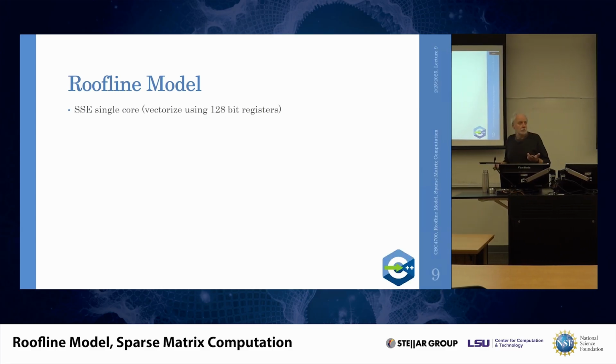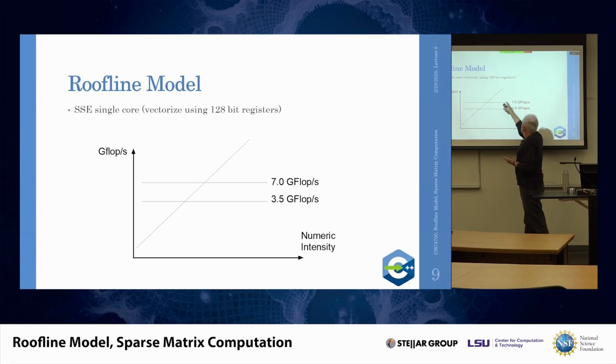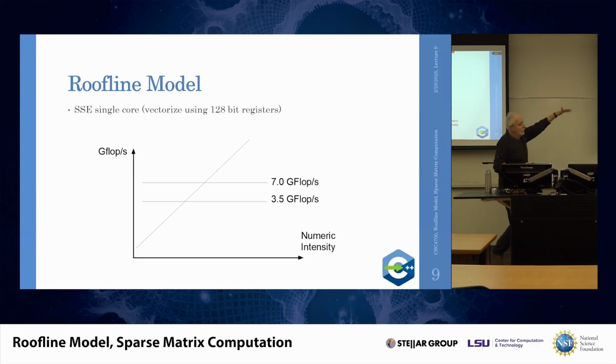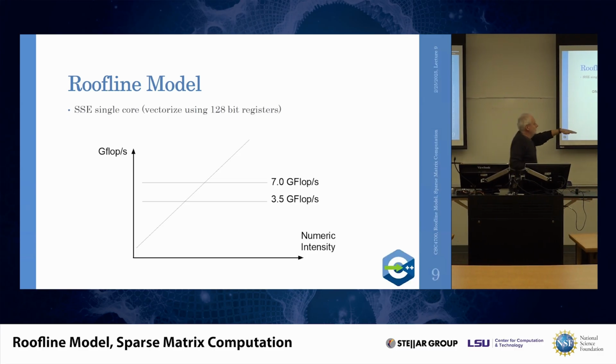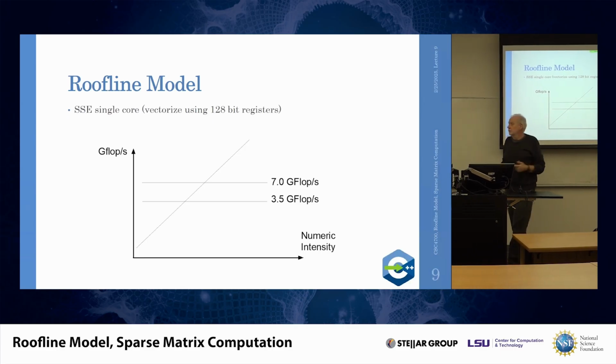What does that mean? Well, that means that we now have a much higher peak performance. So we move our roofline up, and that increases the amount of theoretical performance we can achieve.